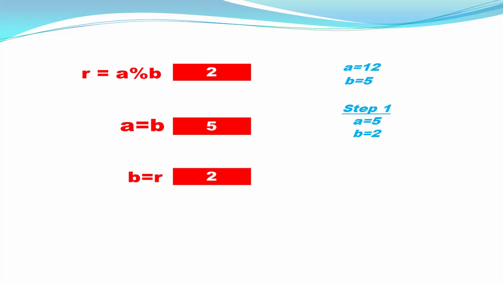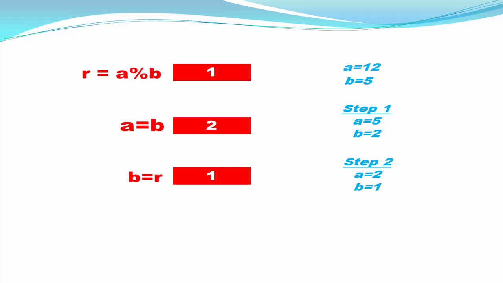Next we again divide a by b and find the remainder. Now a is 5 and b is 2. So we perform 5 mod 2 and the remainder is 1. Next, executing a equal to b, the value of a is 2. Then executing b equal to r, the value of b is 1. But the question is how many times we execute these three statements, or when we stop the operation. We execute these three statements until the value of b is 0. When b's value is 0, we stop the operation.